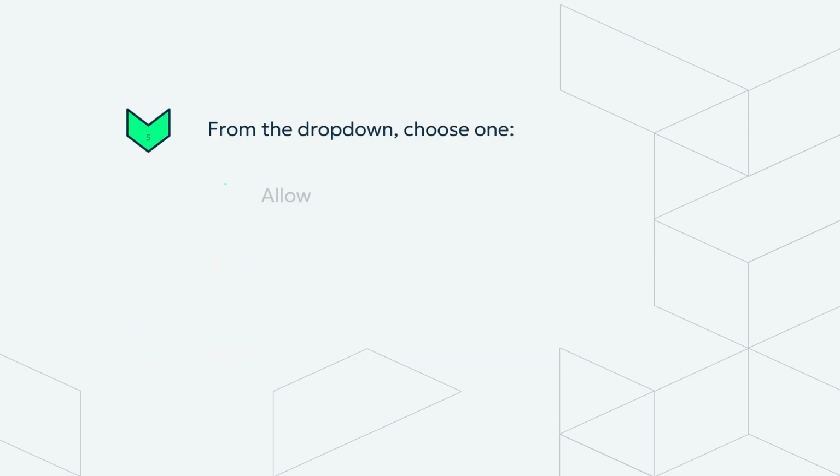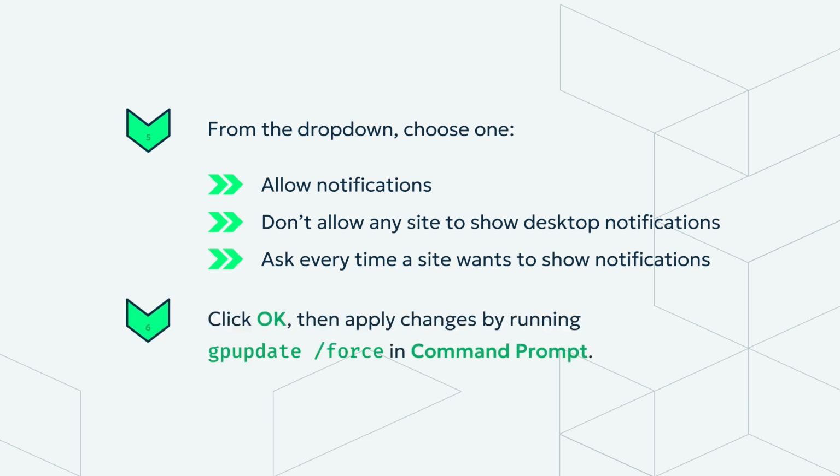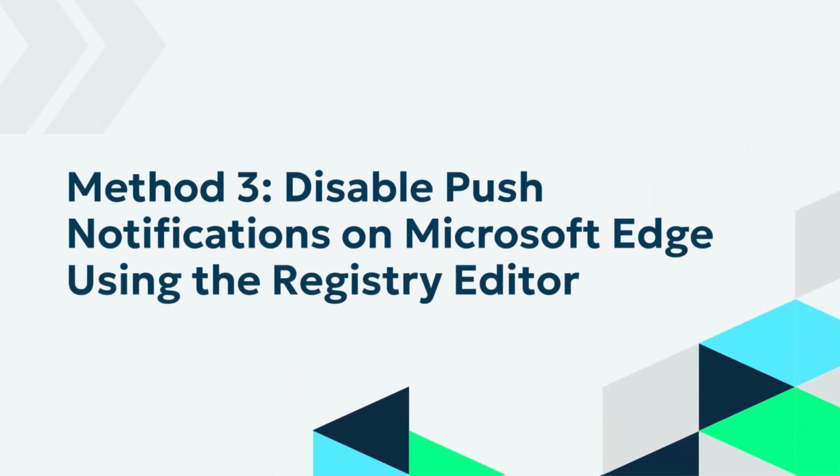Choose one. Allow notifications. Lets all sites send alerts. Don't allow any site to show desktop notifications. Blocks all website push notifications. Ask every time a site wants to show notifications. Prompts users for approval each time. Click OK, then apply changes by running gpupdate /force in command prompt.